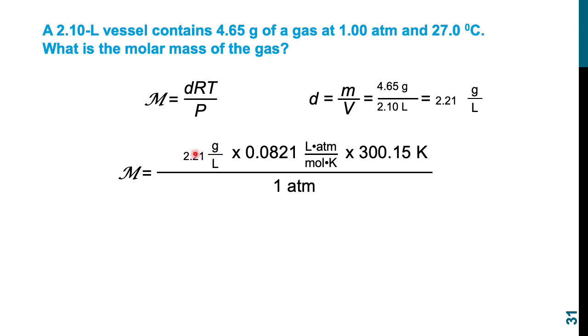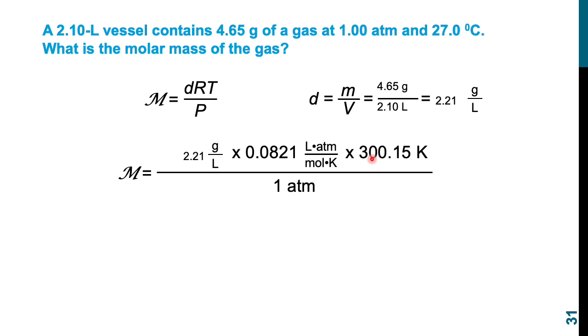So this one is gram per liter. R here is the gas constant. You need to use this R gas constant, 0.0821 liter atm per mole Kelvin. Cannot use 8.314. This one cannot be used. You need to use this value of the gas constant. And then multiply with temperature.